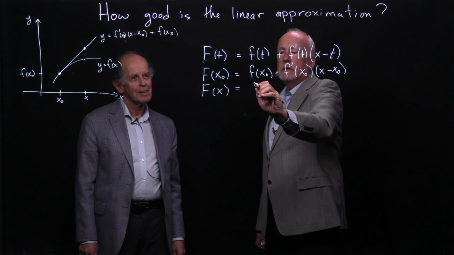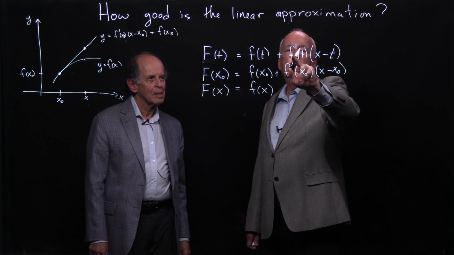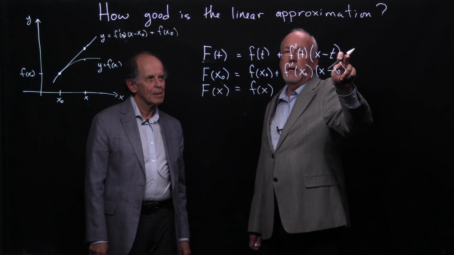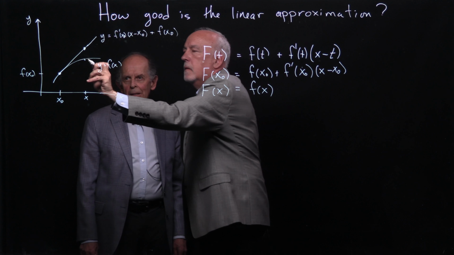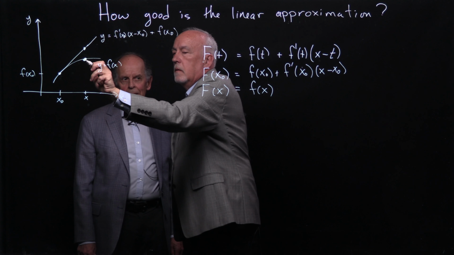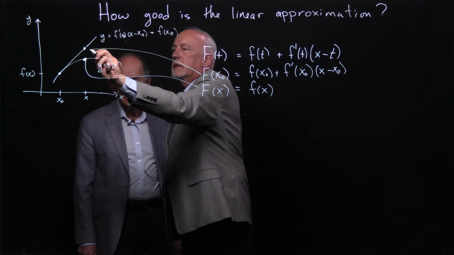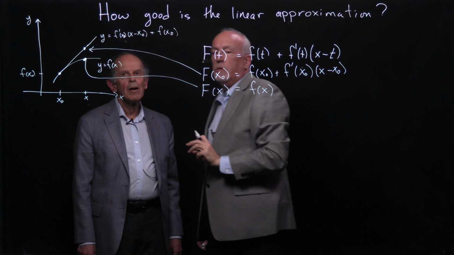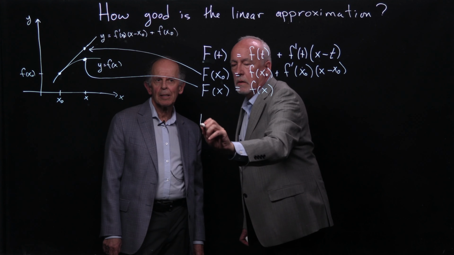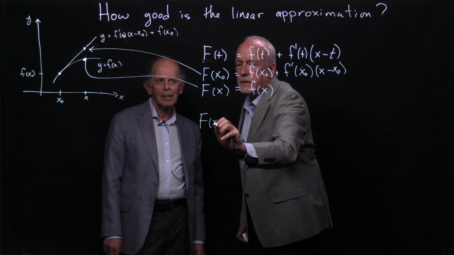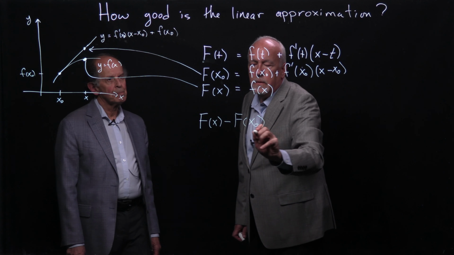Here I get f of x. And here I get f prime times x minus x, which is 0. So this guy is here, and this guy is here. The difference between the two is the error. Let me write that down in this order just because I like how it looks. This is the error.